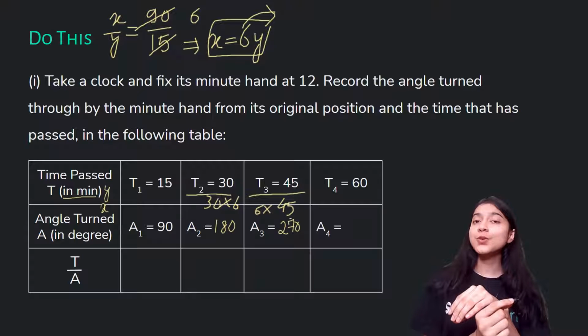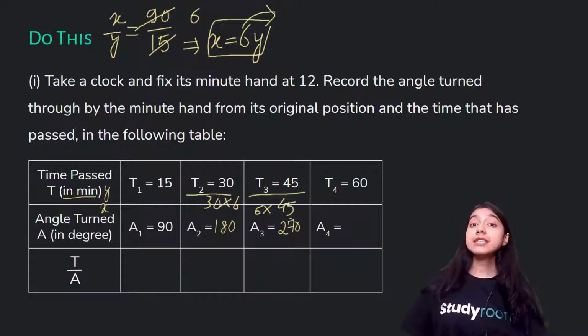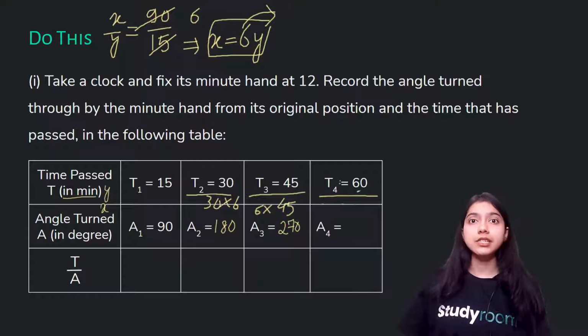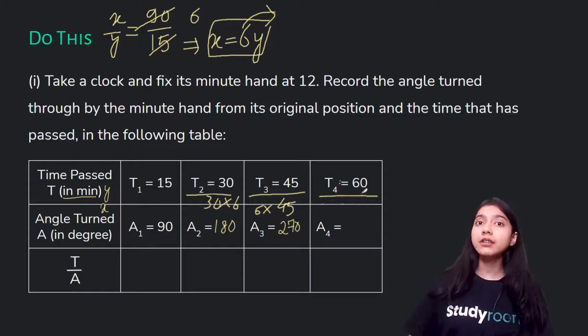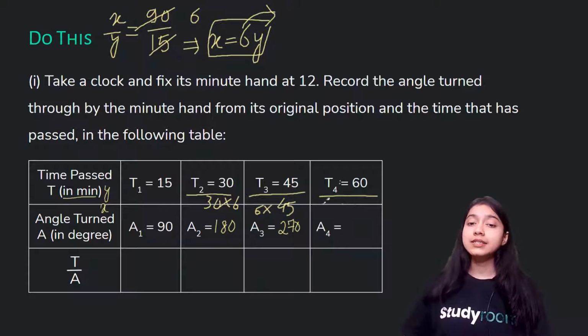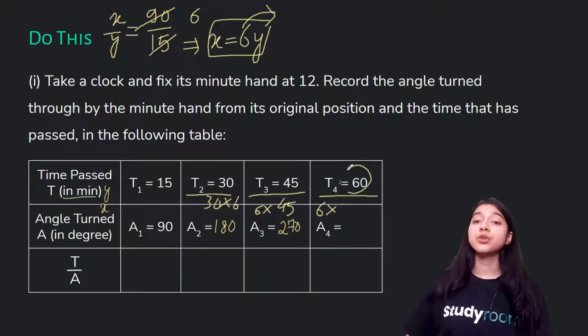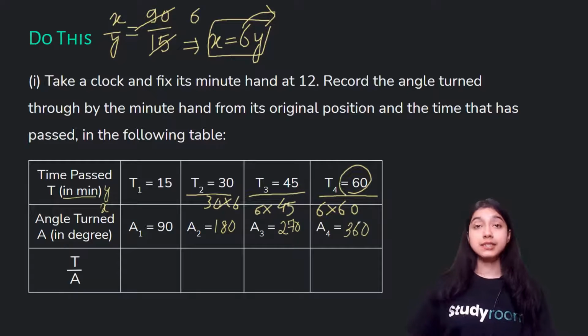So this angle is 270 degrees. Next up, we have the time as 60 minutes. That means 60 minutes has passed and now we have to calculate the angle that is turned by the minute hand. So in order to do so, again this value of x will be equal to 6 times y. That is 6 times the value of y, which is 60. So our answer will be 360 degrees.